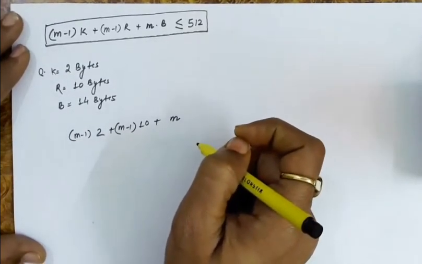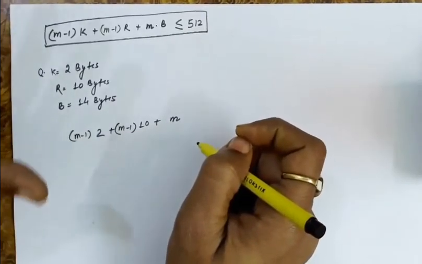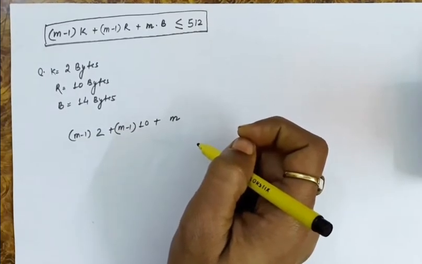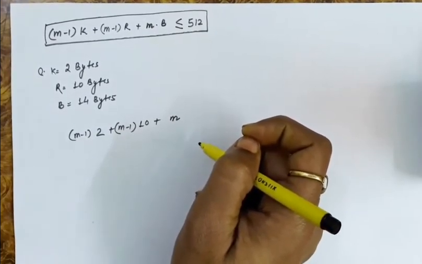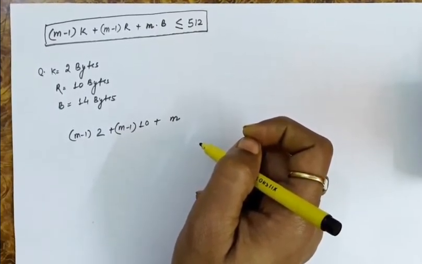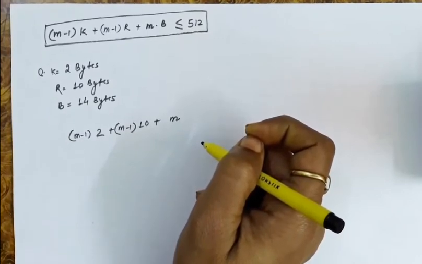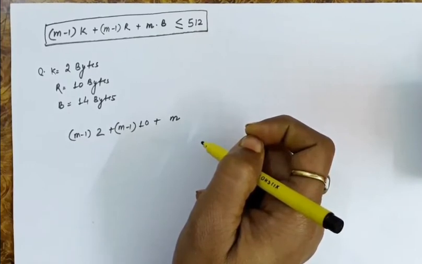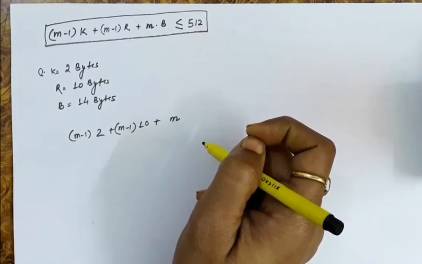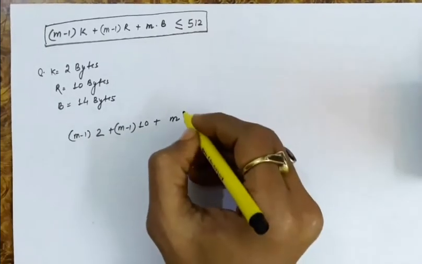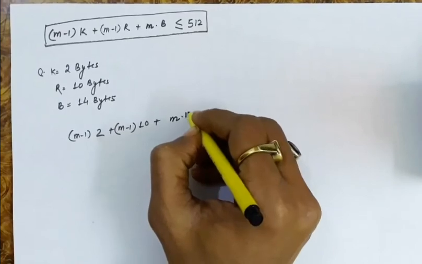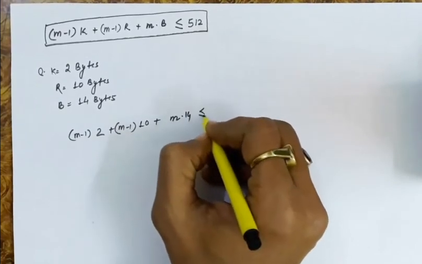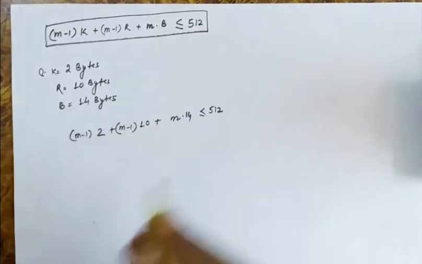What is the child node? A child node is also a BTree node, and it is going to be adjusted in a sector. The sector is a block, so that will be the block address. So m into the block address, which is 14 bytes, and this is less than or equal to 512.